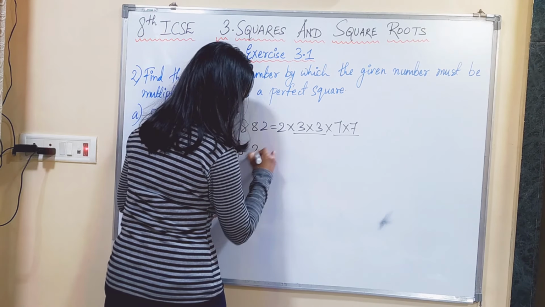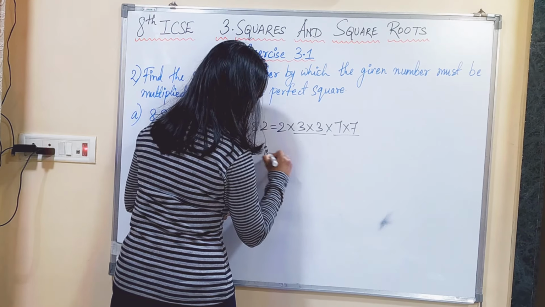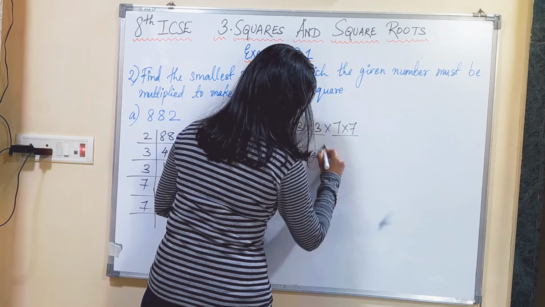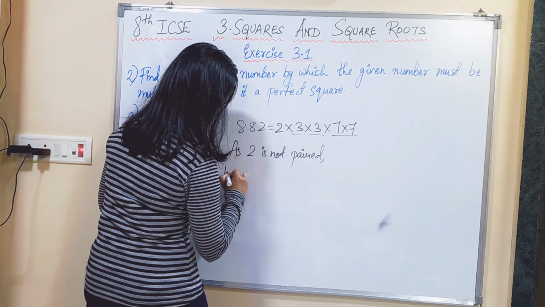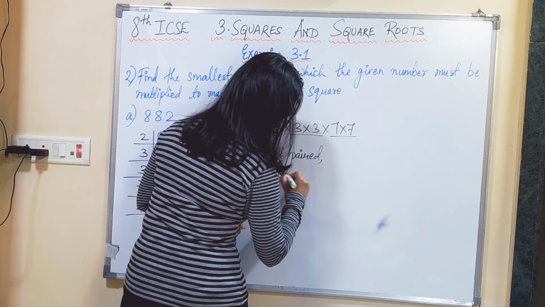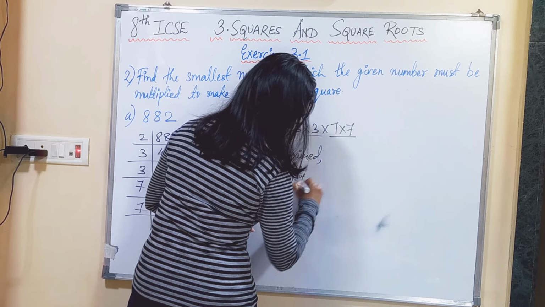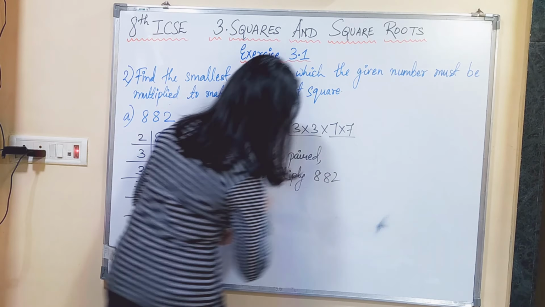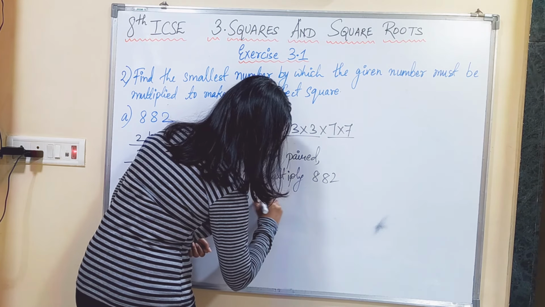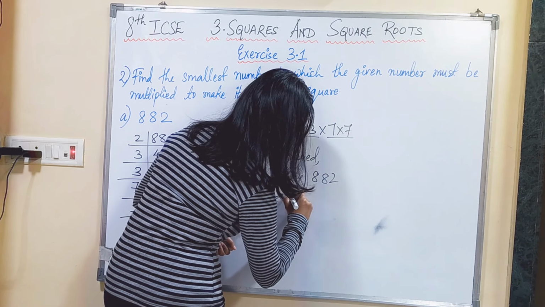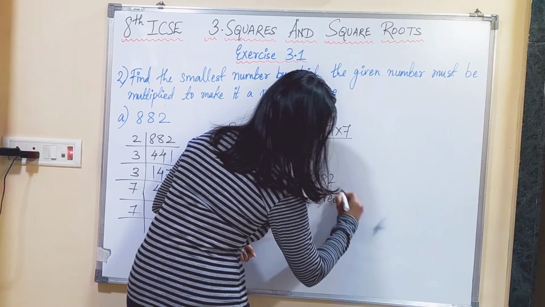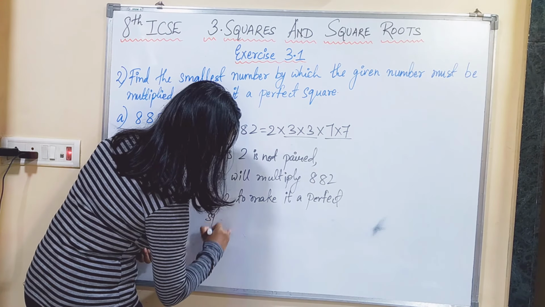As 2 is not paired, we will multiply 882 by 2 to make it a perfect square.